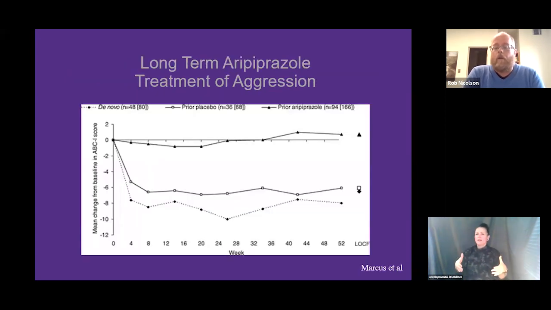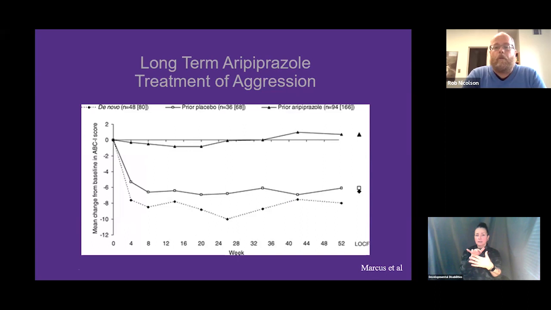So the only other long-term study that I know of looking at aggression was in aripiprazole, and long-term being a year. And this is a huge problem across the field, that most studies are fairly short-term. And in this study, it was sort of similar to the risperidone one I just showed, in that the week 0 here is at the end of a previous double-blind study of aripiprazole or Abilify.